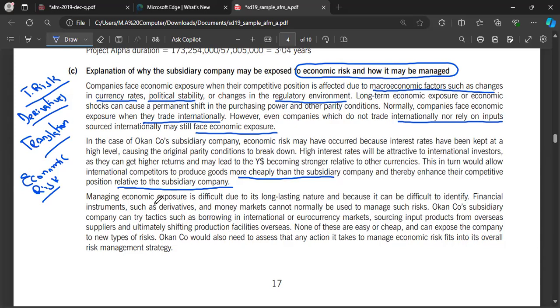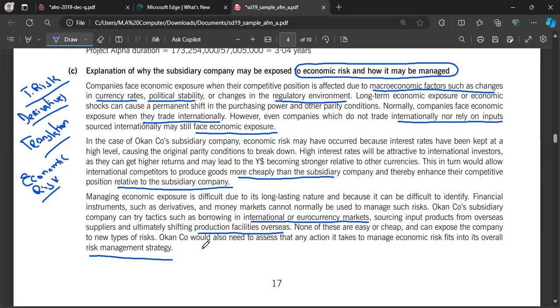So how will this be managed? Managing economic risk is difficult due to its long-lasting nature. Financial instruments such as derivatives and money market hedges cannot normally be used to manage it. So the subsidiary company may try tactics such as borrowing in international or euro currency markets, sourcing input products from overseas suppliers, and ultimately shifting production facilities overseas. None of these are easy or cheap, and they can expose the company to new types of risk. Okan will also need to assess that any actions it takes to manage economic risk fit in its overall risk management strategy. So, to manage this risk is not easy because the economic risk is a long-term risk.